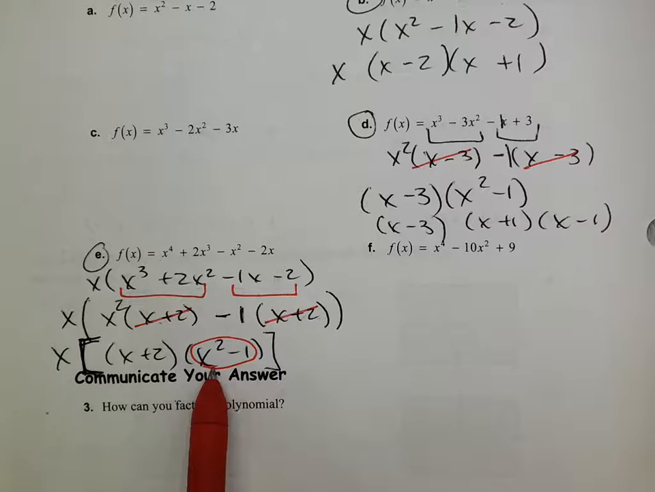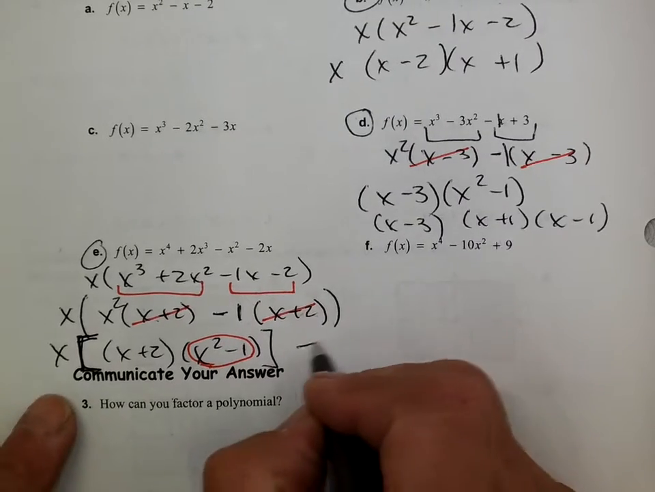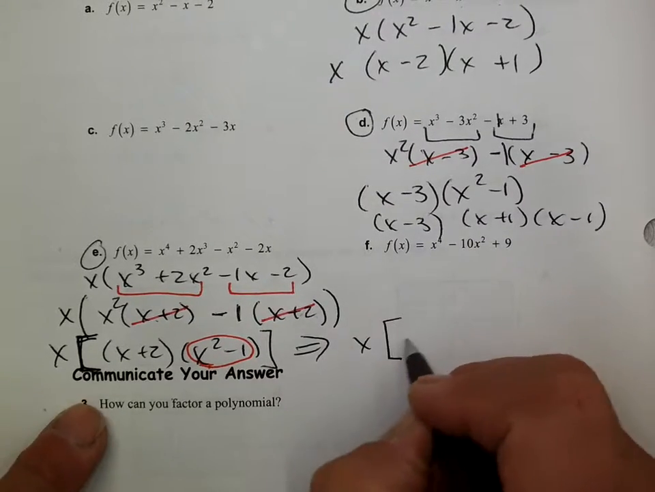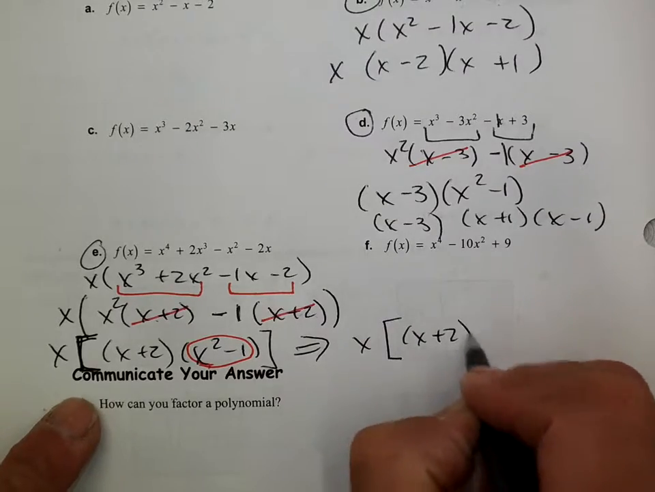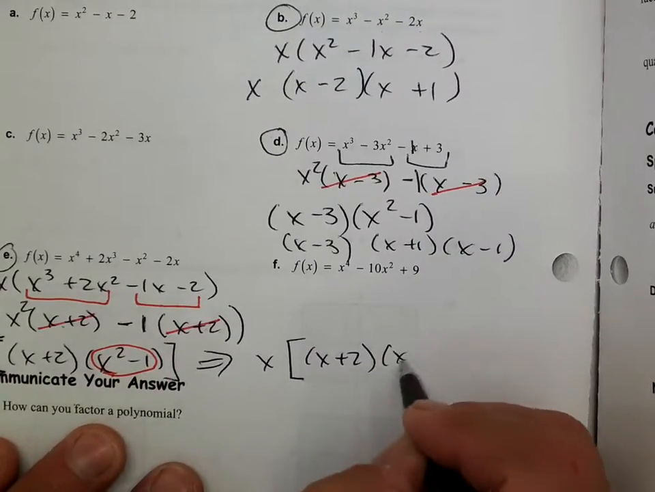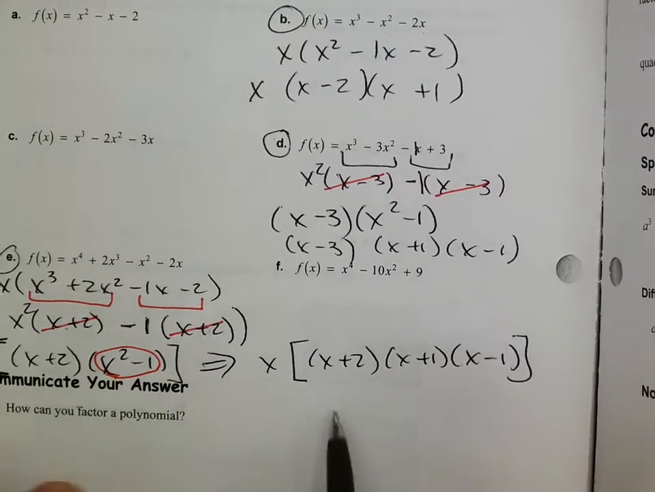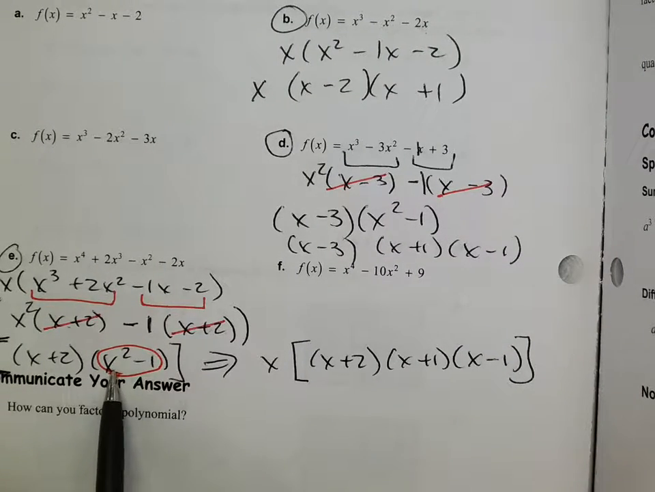This is going to be x plus 1, x minus 1, right? So the grand answer of this is an x plus 2, and then I'm going to go an x plus 1, x minus 1 from the x squared minus 1, okay?